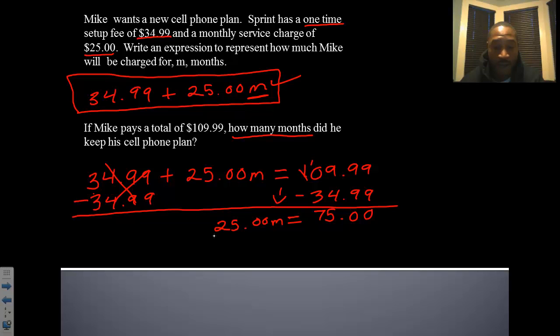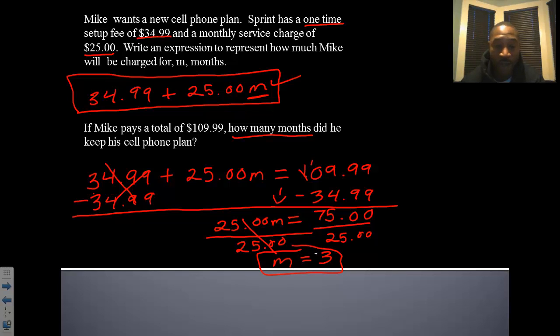So one more step to do. Still got to get rid of the 25. How do I do that? Let's divide by him. Because this is multiplication, $25 M, so I'll do the opposite and divide. Because 25 divided by 25 is 1. He crosses out. M is left over here alone. Whatever I do to one side, I do to the other side. Now 75 divided by 25 equals 3. So now I know that M equals 3.